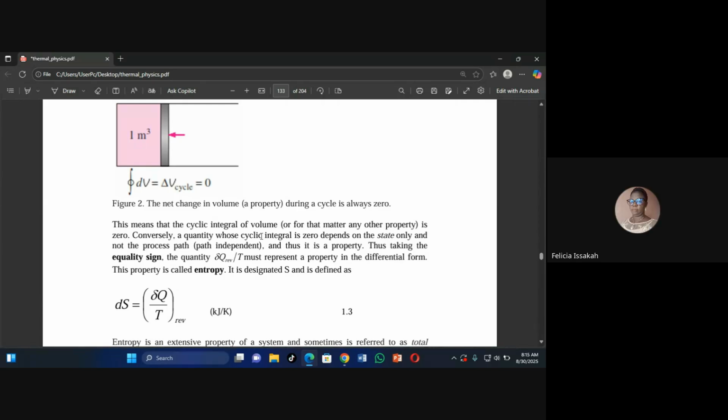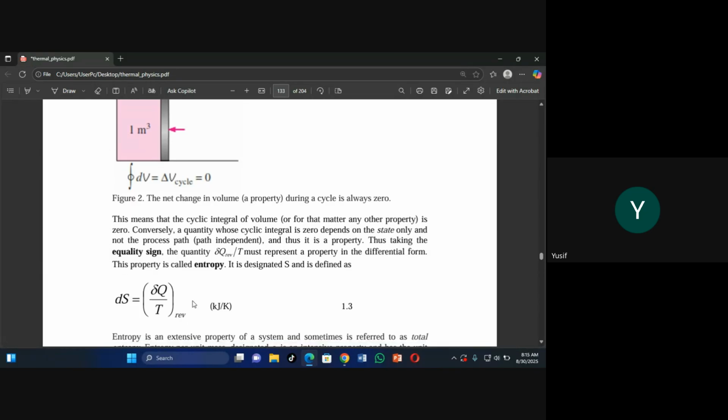Taking the equality sign, the quantity Q over T must represent a property in the differential form. This property is called the entropy, and it is designated as S, capital S. But note, we have entropy as capital S and entropy as small s. The capital S is for an extensive property and the small s for an intensive property.